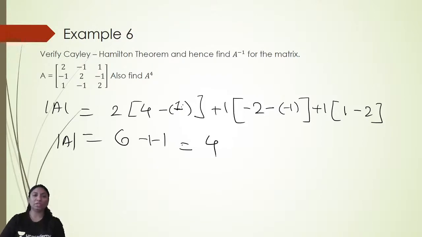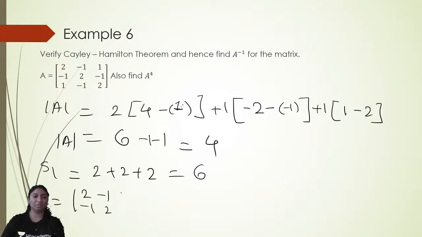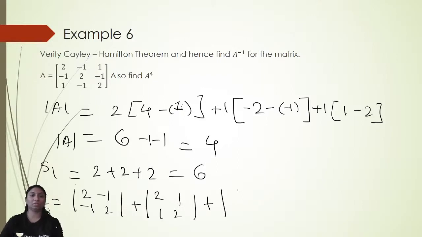Once you get the determinant of A, calculate S1. S1 is equal to 2 plus 2 plus 2, that is 6. S2 is equal to determinant of 2 minus 1 minus 1 2 plus determinant of 2 1 1 2 plus determinant of 2 minus 1 minus 1 2.